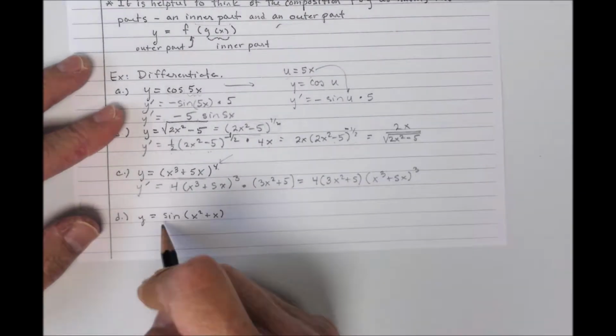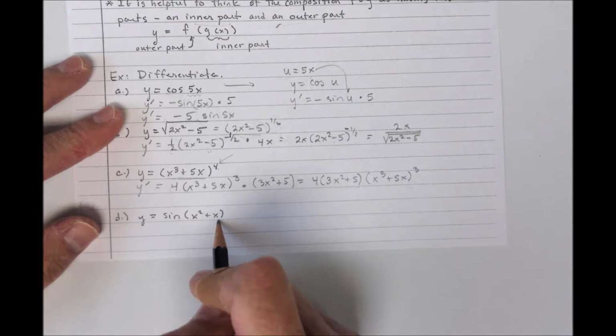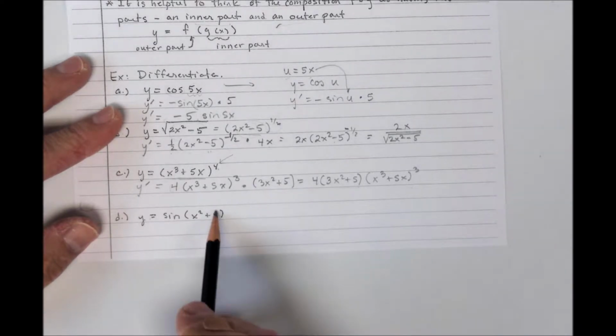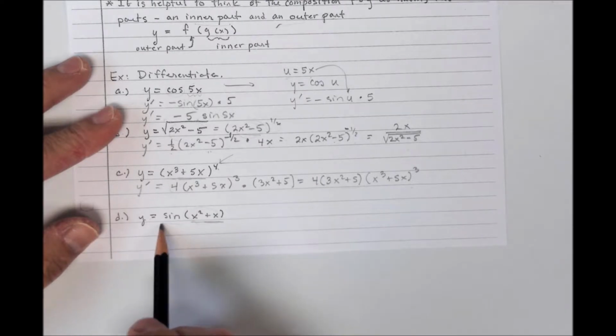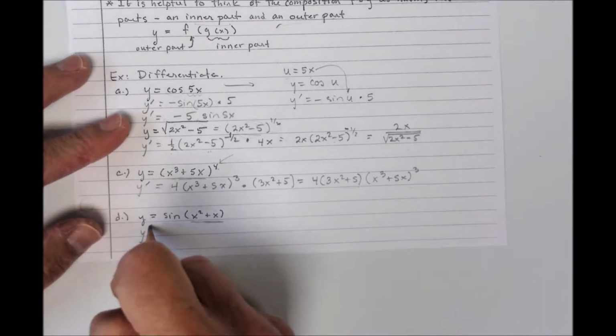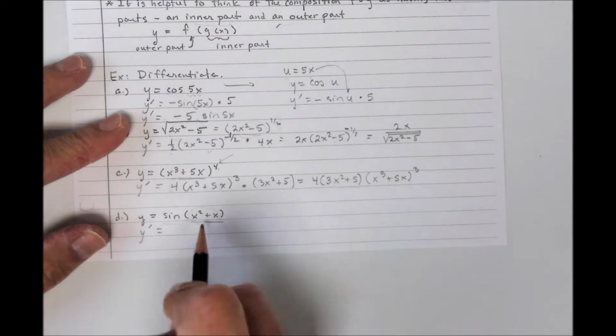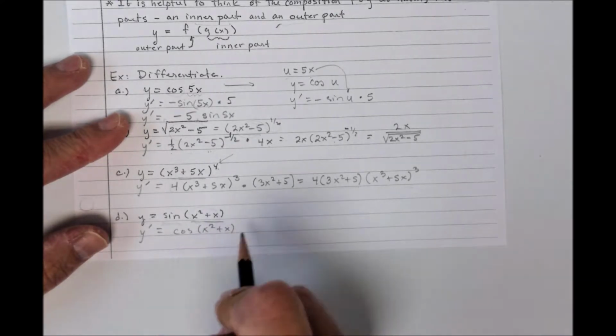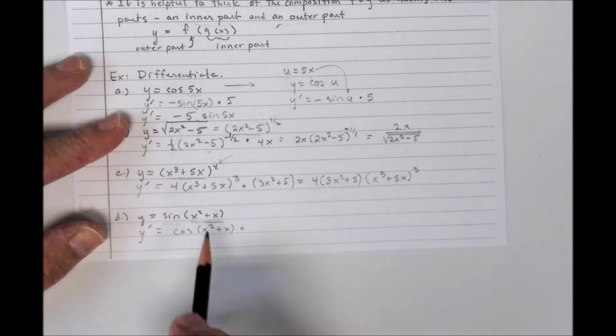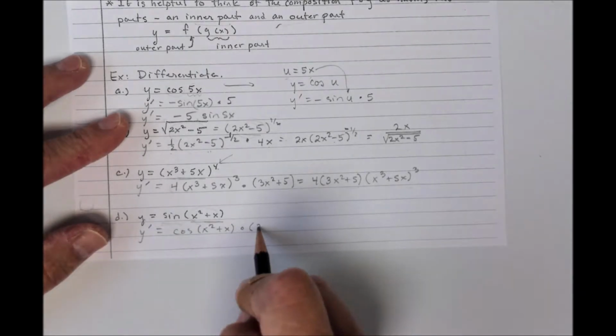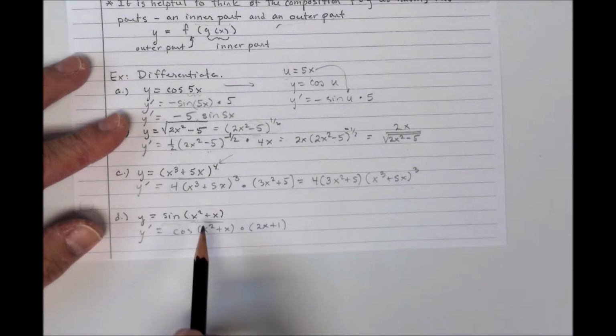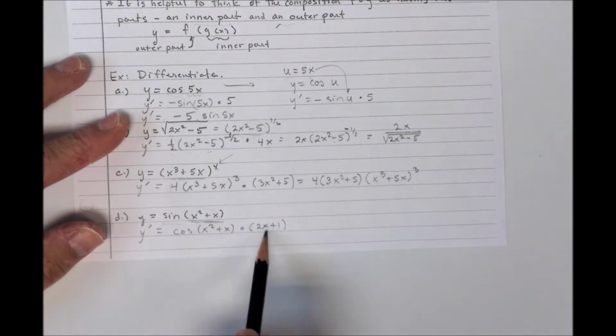All right, so y equals the sine of x squared plus x. If I plugged in a number for x, first I do the polynomial, and then I would take the sine of it. This is my inner, this is my outer. So y prime would be the derivative of the outer function with respect to the inner, so it would be the cosine of the quantity x squared plus x times the derivative of the inner function, which would be 2x plus 1. By now you should be able to see that the derivative of this is equal to this pretty readily.